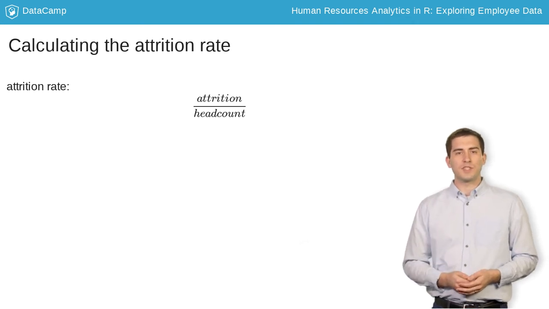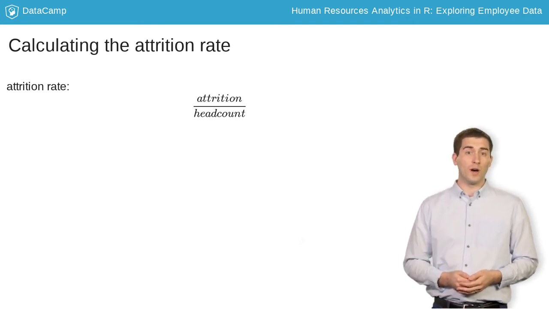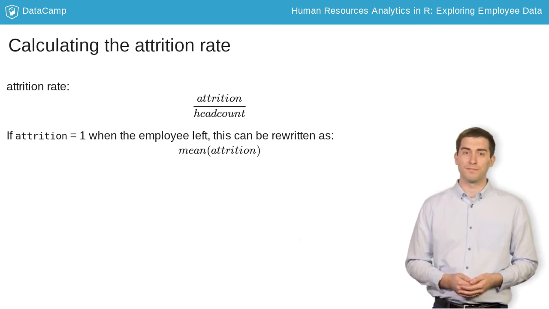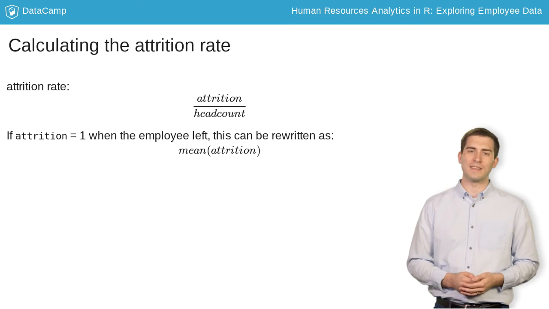In the data set for this chapter, attrition is coded as 1 if the employee left and 0 otherwise. This means that an equivalent formula for attrition is to take the average of the attrition variable. This is the formula you'll use in the exercises.